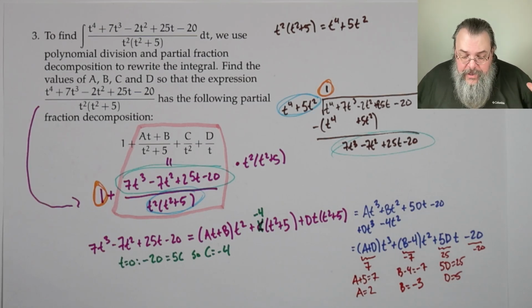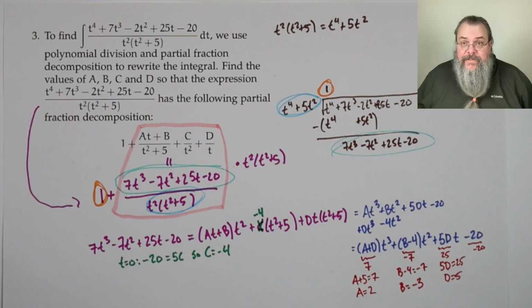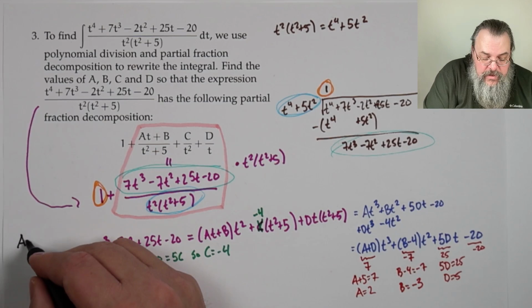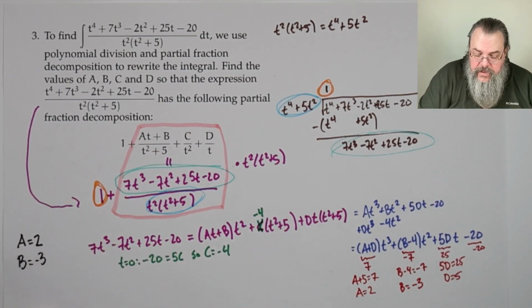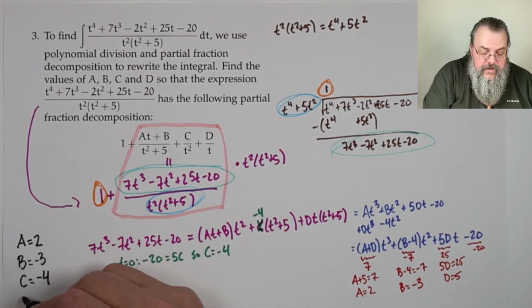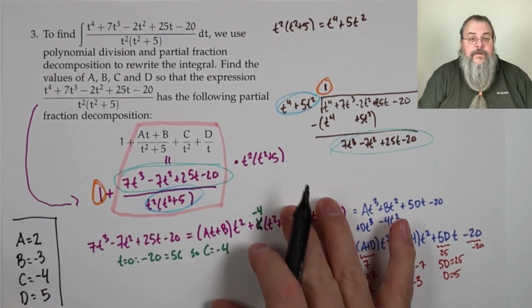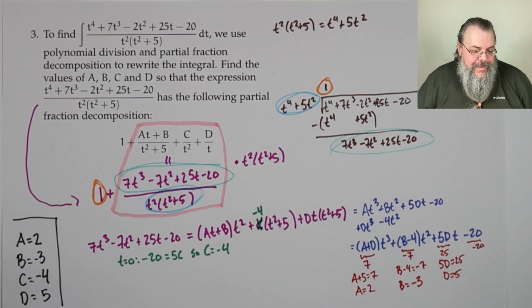Because the only thing it says is find the values of a, b, c, and d. It doesn't say we have to do anything after we find them. Just says we have to find them. Now, we want to put them together so that our grader doesn't have to hunt for them, because if they have to hunt, they may miss them. So we'll just put them here on a list. We have a equals 2, b equals negative 3, c equals negative 4, and d is equal to 5. So 2, minus 3, minus 4, and 5. And there we go. All right.